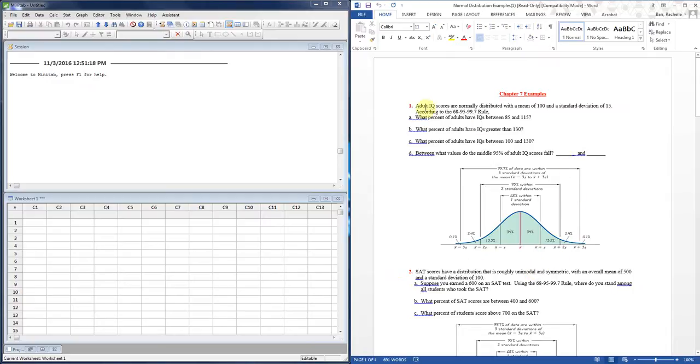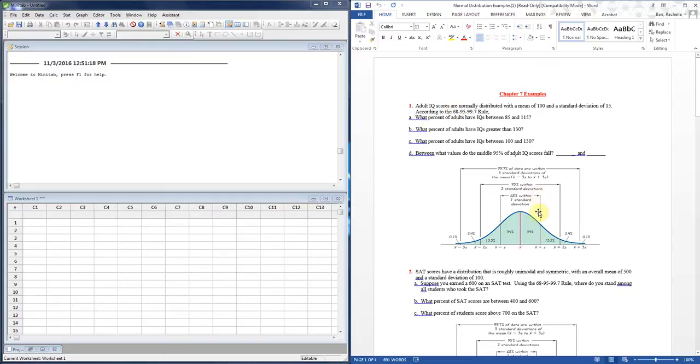So this first question I've got is about the adult IQ scores, which are normally distributed with a mean of 100 and a standard deviation of 15. And we're going to use the 68, 95, 99.7 rule to figure out a couple different things about the IQ scores. So we first note that since it's normally distributed, we can use the 68, 95, 99.7 rule on it.